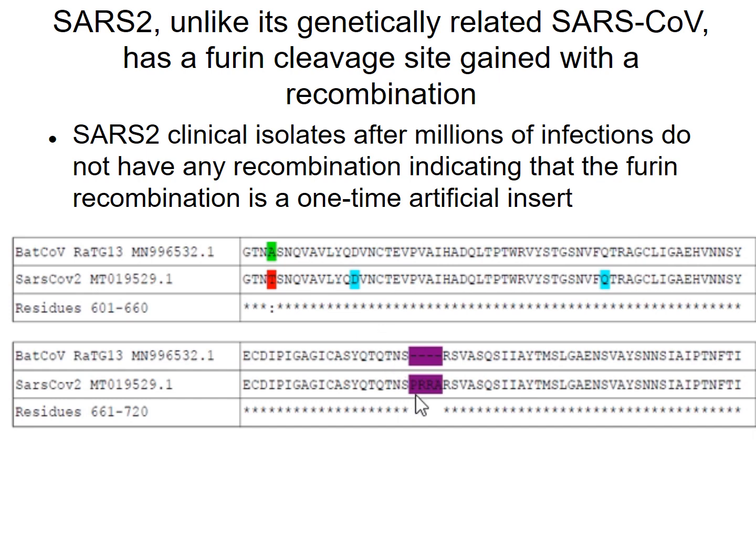And then the other important thing, after millions of infections in the clinics, thousands of sequences, we do not see any other recombination, and this is also not fitting to the recombination model of the overall coronaviruses.